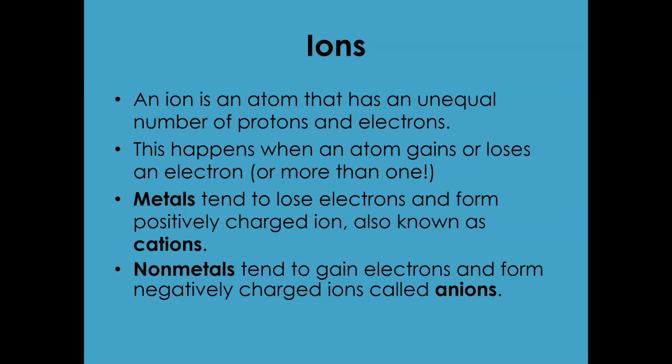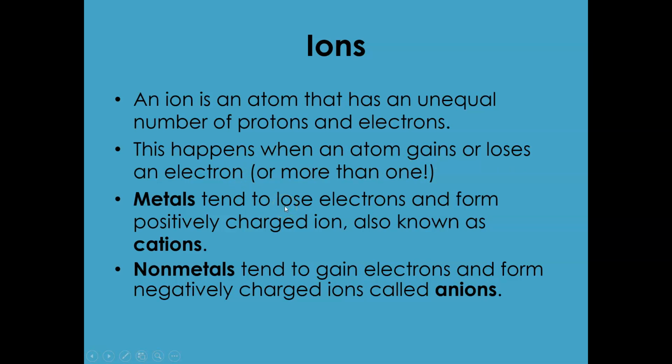Okay, so an ion, as I mentioned earlier, well, maybe I didn't mention earlier, but I simply said a positively charged atom is called a cation, and a negatively charged atom is called an anion. But an ion is an atom that has an unequal number of protons and electrons. It's essentially a charged particle. And so that's going to happen when an atom gains an electron or loses an electron, or it could gain 2 or lose 2, or even as many as 3. And that's going to form an ion.